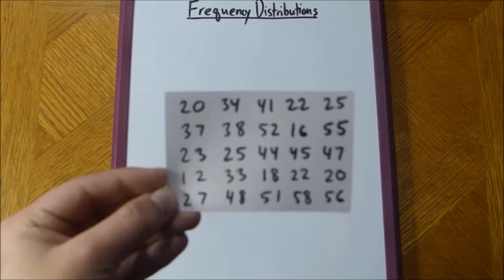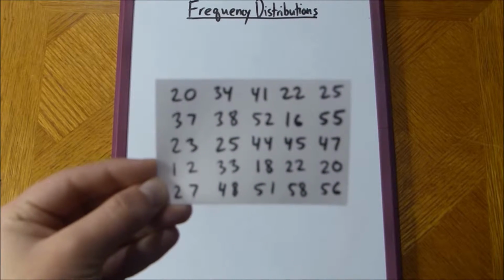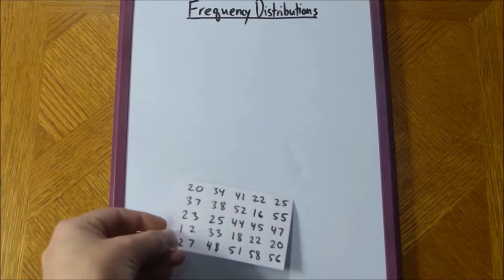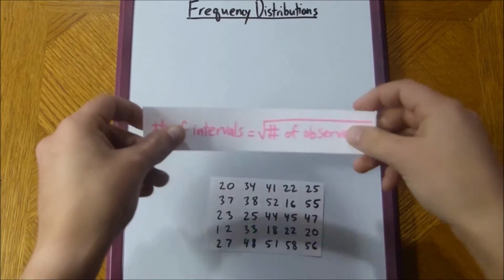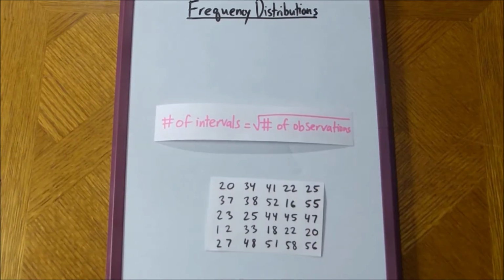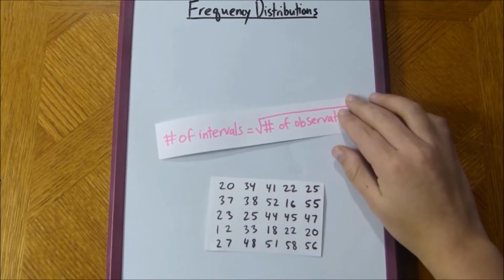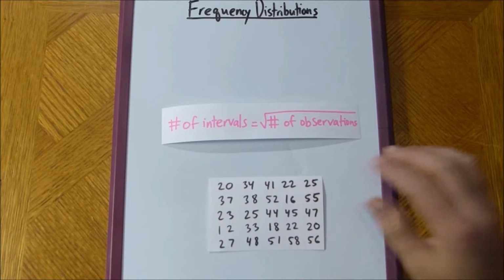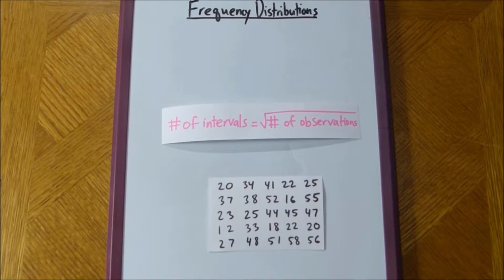Now, the first step is finding out how many intervals you need in your frequency distribution. So it's a good thing we have this handy-dandy little trick: number of intervals equals the square root of the number of observations. Like I said, there's 25 here, so we would have 5 intervals, right? And then the way you pick the intervals, I sometimes do guess and check, right?